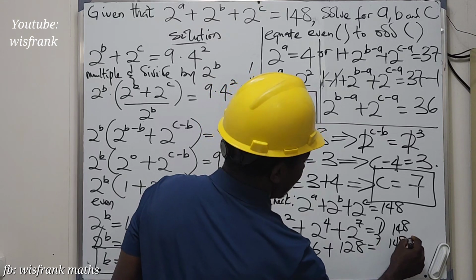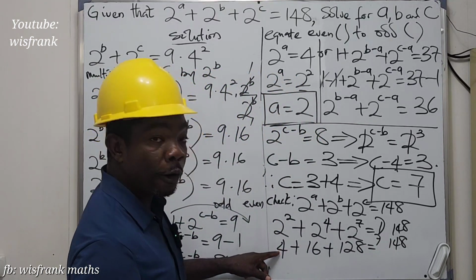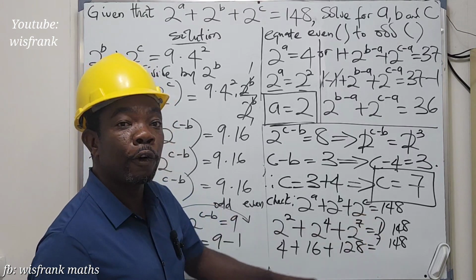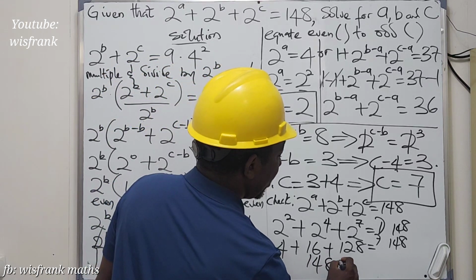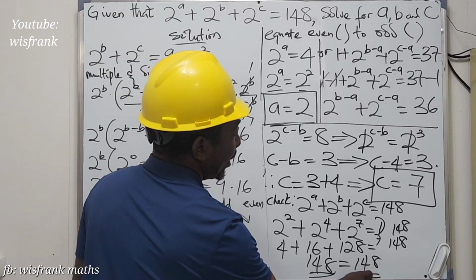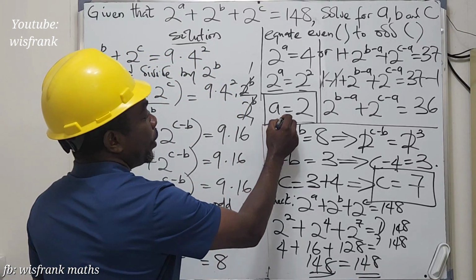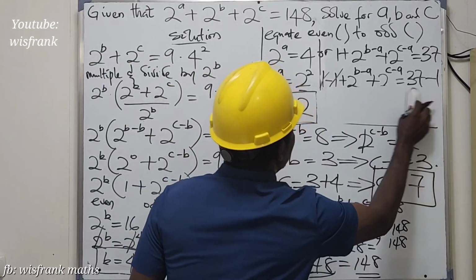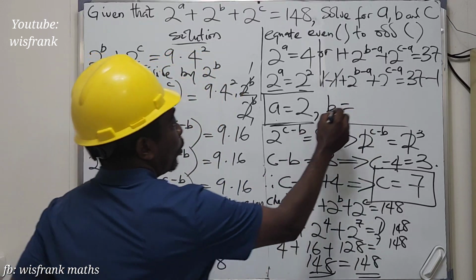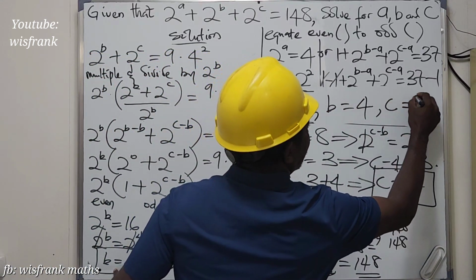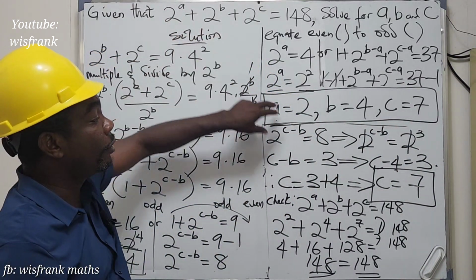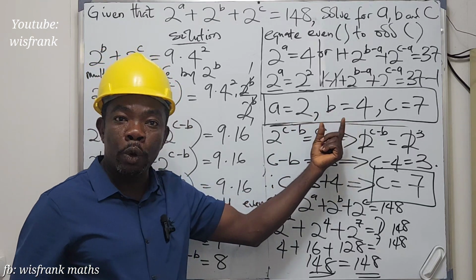So in this case, if we add 4 plus 16, that is 20. 20 plus 128, we have 148. So here we have 148 equals 148. So what we have on the left hand side equals what we have on the right hand side. Therefore, our value of a equals 2, our value of b equals 4, and our value of c equals 7 satisfy this answer and satisfy the question that we are given. These are the values of the variables that we were looking for from the question.